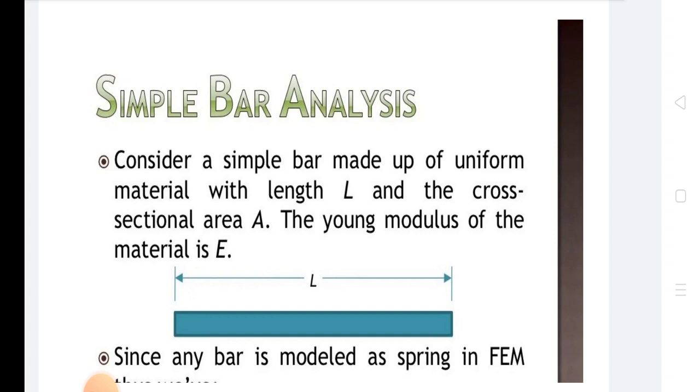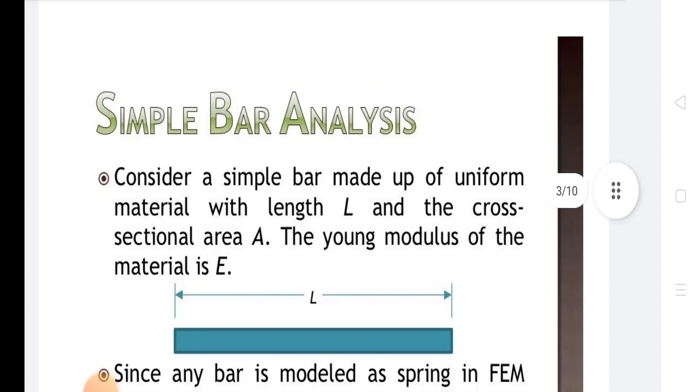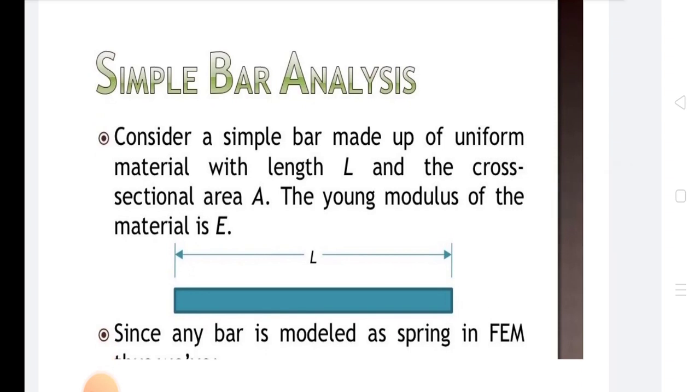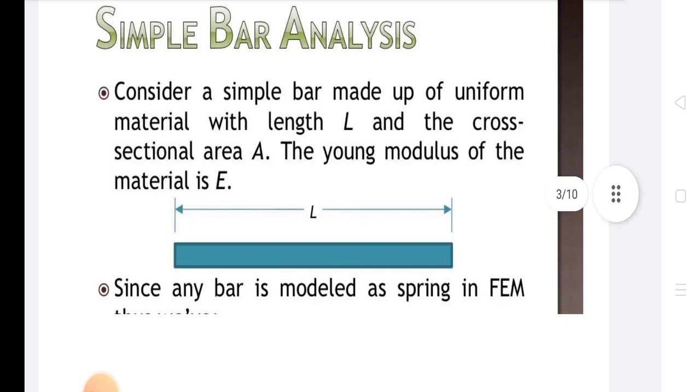After this simple bar analysis there is a very important topic: global and local coordinate systems. The coordinate systems used in FEM may be grouped into three types: global coordinate system, local coordinate system and natural coordinate system. This is a very important topic. The global coordinate system corresponds to the entire continuum or body. For a continuum, the numbering of elements and nodes is with reference to the global coordinate system as shown in the figure.